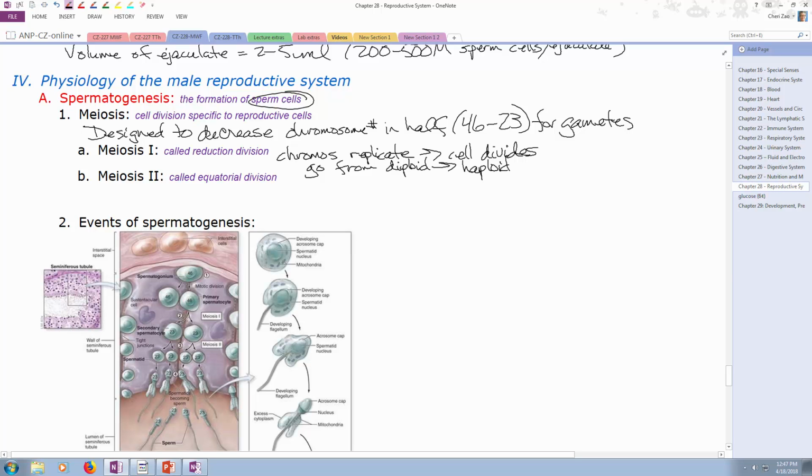Then in meiosis 2, that's the equatorial division. This follows meiosis 1. There is no chromosome replication. We're stuck with the chromosomes that we replicated in meiosis 1, so it's just cell division to give us our actual haploid gametes.